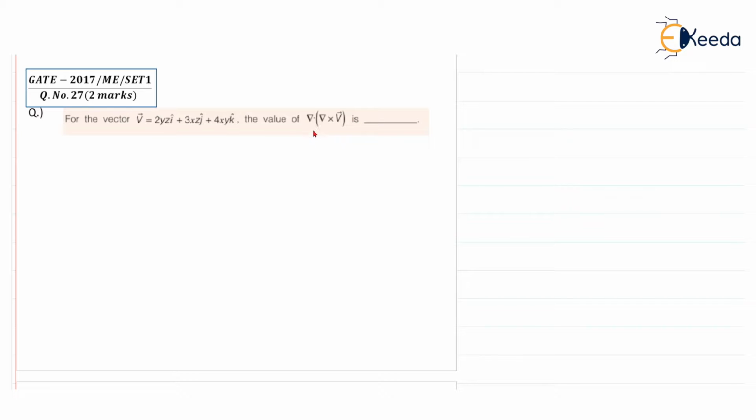So actually this is an identity, del dot del cross v, and we know the value exactly, but here we are going to derive the value of del dot del cross v. First of all, we are going to write what is del cross v. So the v vector can be written in the component form like u i plus v j plus w k, the velocity components in the x, y, z directions, correct?